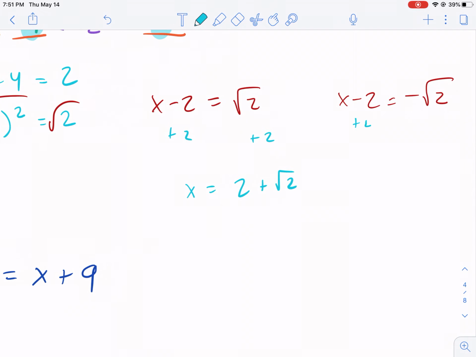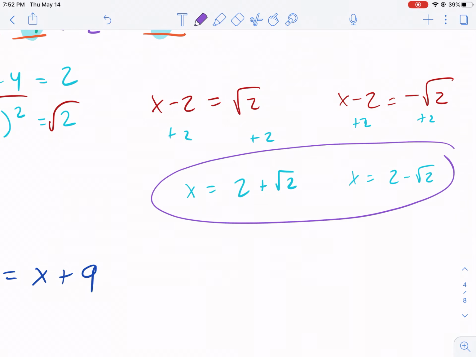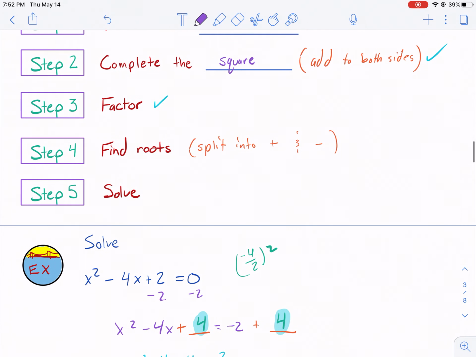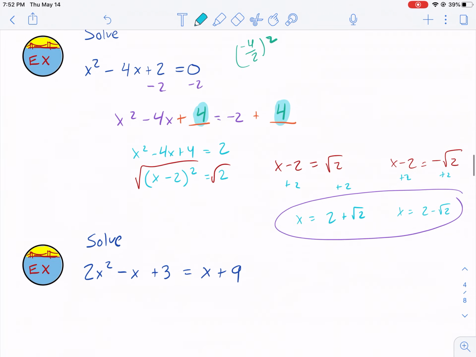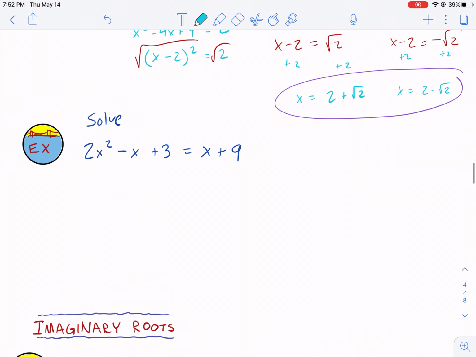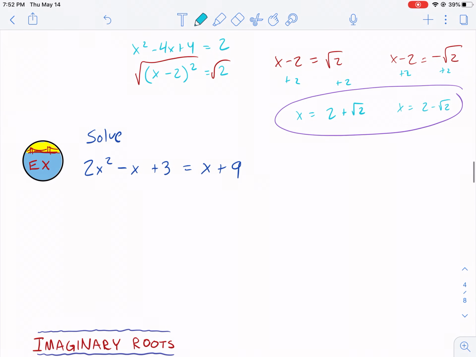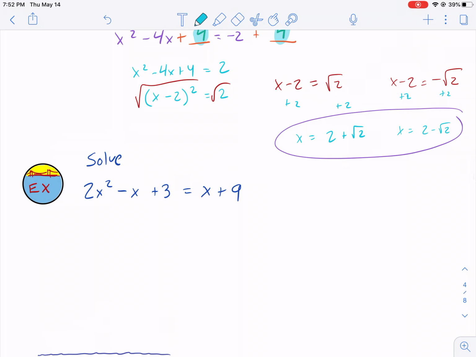Same thing here. We're going to add 2 to both sides. The procedure is the same, but the answer is going to be a little bit different because we have 2 minus radical 2 for our answer. So x equals both of these things, and we're done. I think that's the last step. We found the roots and we solved. And that's how you do it. Let's go ahead and do one more, and then we'll save imaginary roots for another video.